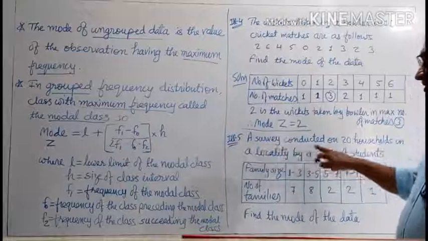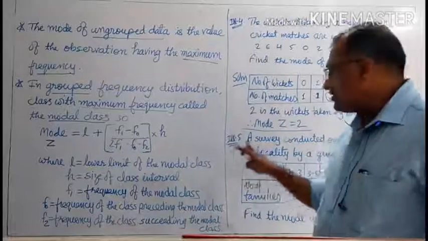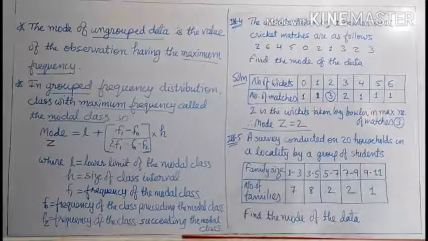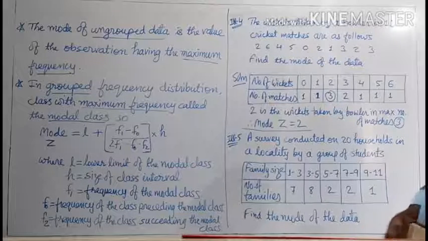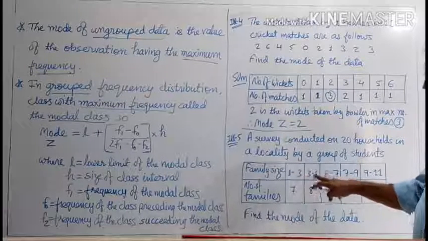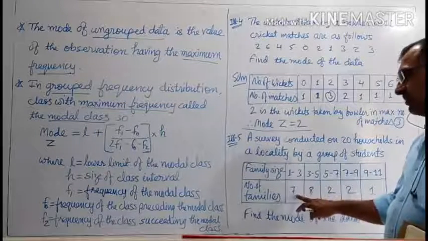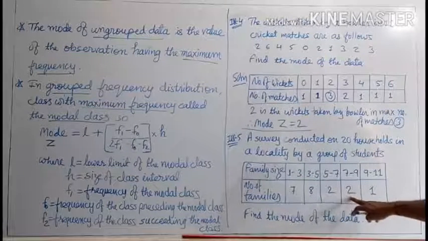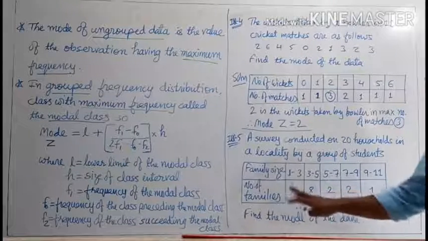Illustration 6. A survey was conducted on 20 households in one locality by a group of students. It was regarding the family size. The families have 1 to 3 members, 3 to 5 members, 5 to 7 members, 7 to 9 members, 9 to 11 members. There are 7 families having 1 to 3 members, 8 families having 3 to 5, 2 families, and 1 family having 9 to 11. Total survey of 20 families was made.